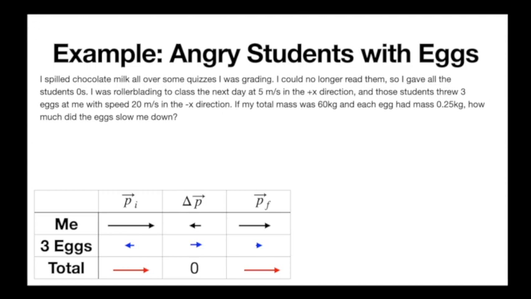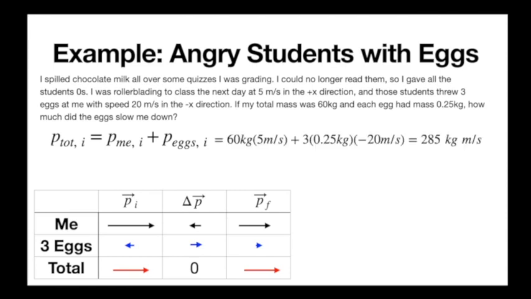But in this case, there's really only one that we know we have enough information to solve, and that's our p initial, right? Like I said, we're given the masses, and we're given all the initial velocities. So we can just evaluate what the total initial momentum is. So let's do that. Let's go down the first column, just saying p total initial is the sum of my initial momentum and the egg's initial momentum. So I plug in all the numbers that I'm given.